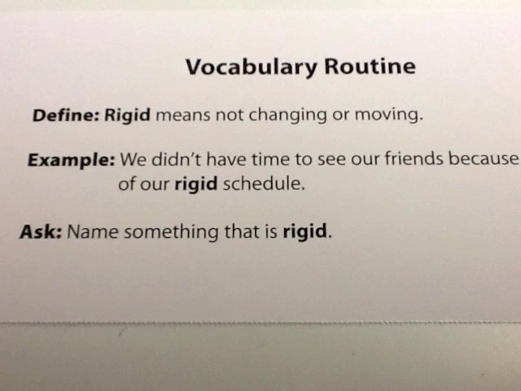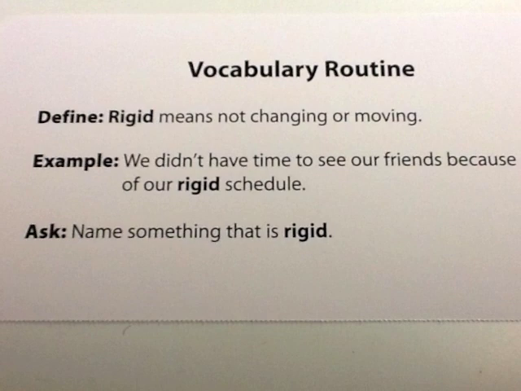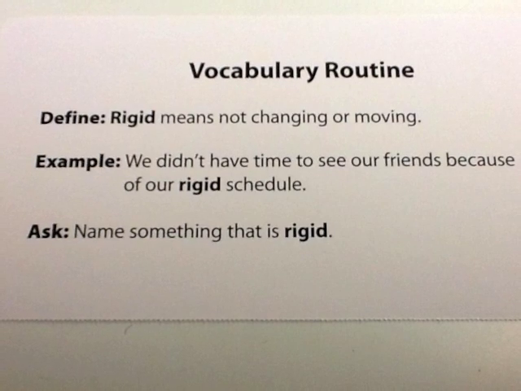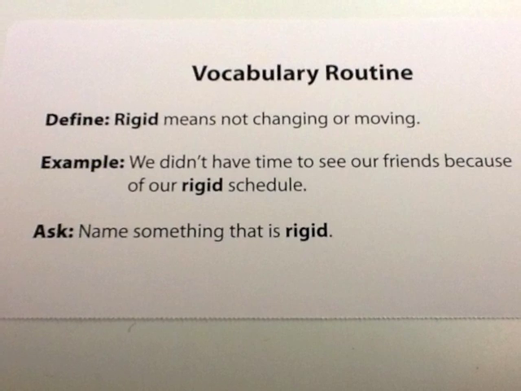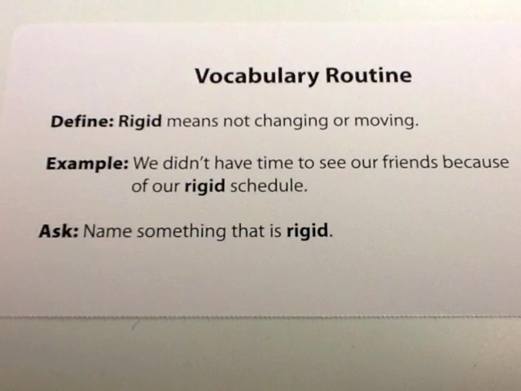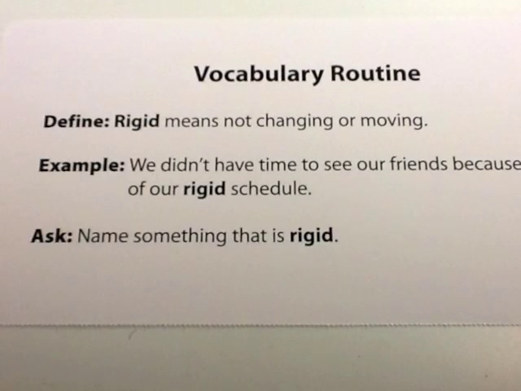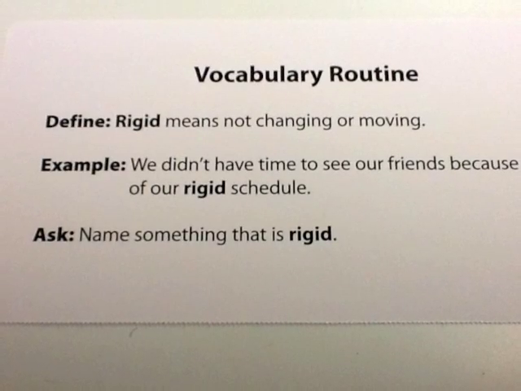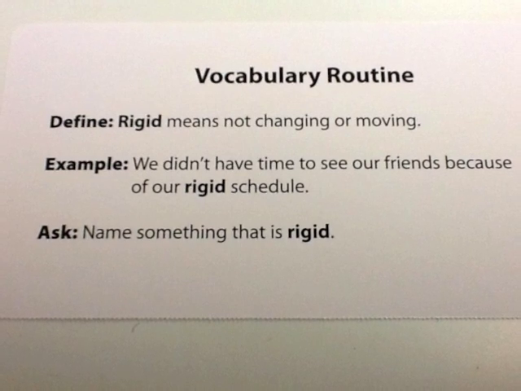The example for rigid is, we didn't have time to see our friends because of our rigid schedule. That means your schedule is very tight, there's not much room to do anything else. So, some of you tell me that's what it is for homework. You have a rigid schedule, no time for homework. Okay, pause the video, write that down. The last thing is our question. Name something that is rigid. Make sure you restate your question in your answer. Go ahead and pause the video and write that down.